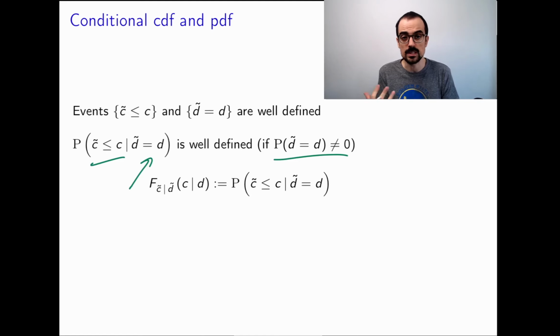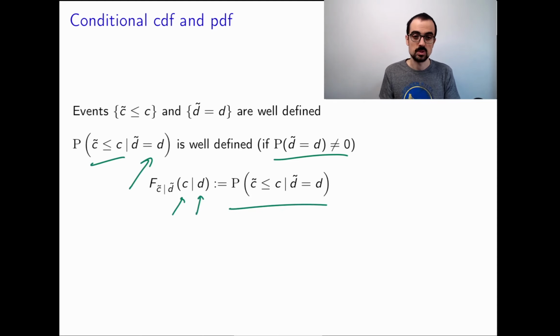Since it is well defined, we can just say the conditional CDF of C conditioned on D taking that particular value is equal to that probability. Okay, so we have a conditional CDF. We are happy because we can do this for every possible value on the real line. What's the probability that the continuous random variable is smaller than that, given that the discrete random variable is equal to each of its possible values? Okay, that's the conditional CDF.